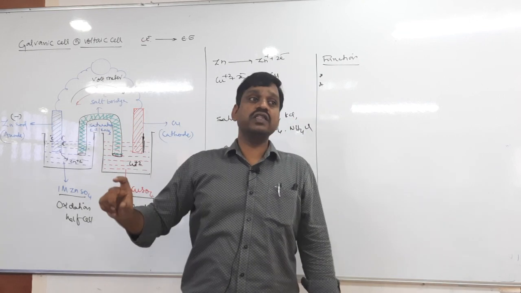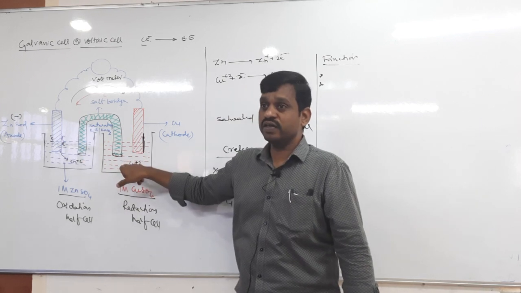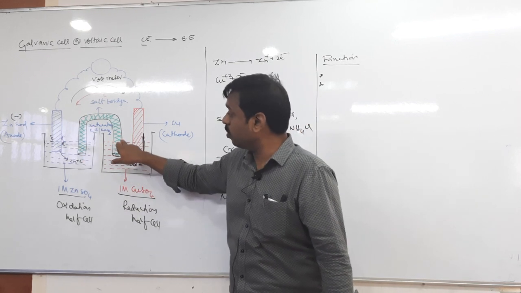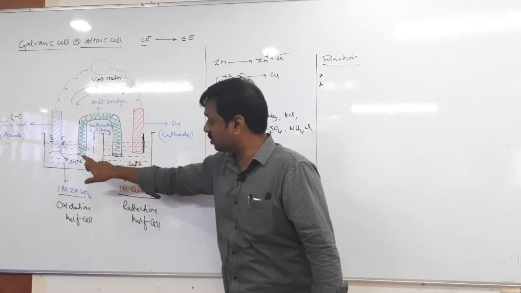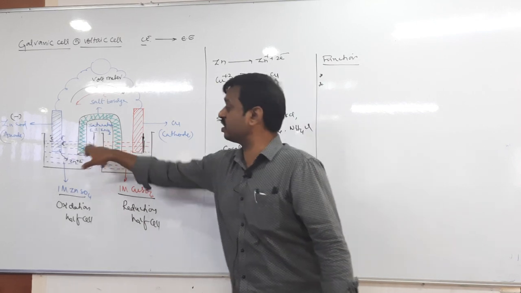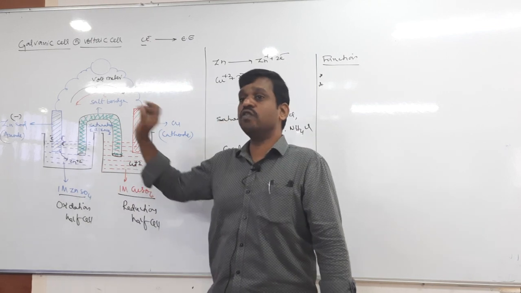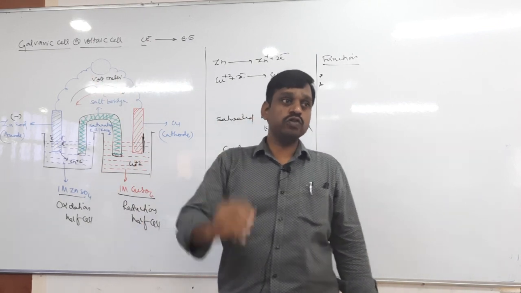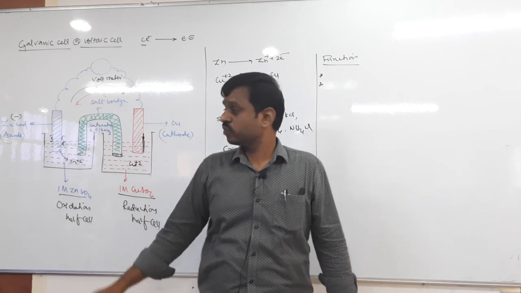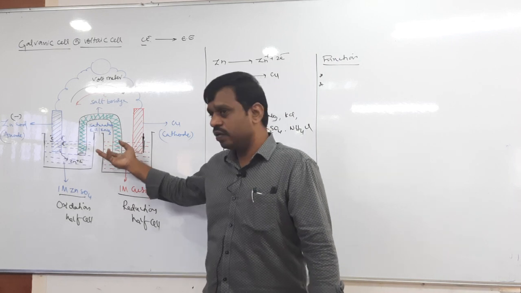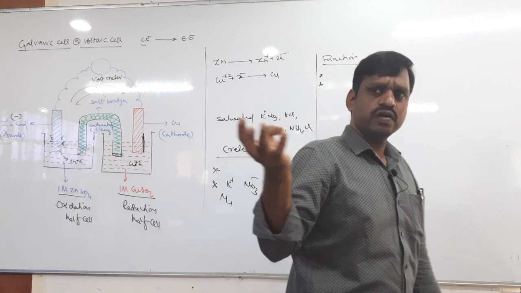And it also prevents the mixing of these two solutions. Yes or no? Zinc sulfate, copper sulfate. Actually, this salt bridge is connecting these two. The salt bridge connects zinc sulfate and copper sulfate without mixing these two. It means it prevents the mixing of zinc sulfate and copper sulfate. And the fourth one is, it completes the circuit. That's what, no? Tell me, what are the four applications?